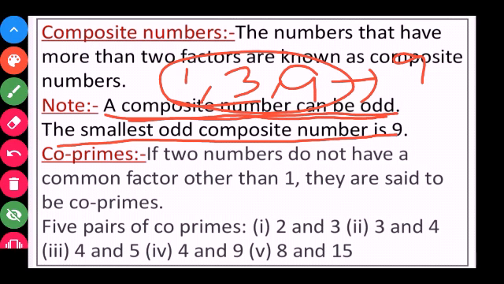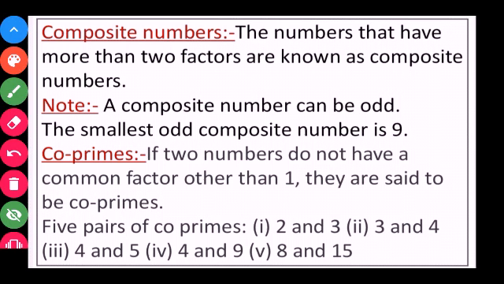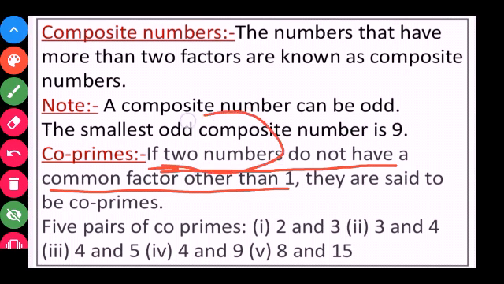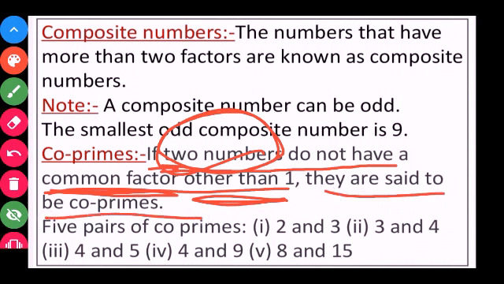Next, the definition of coprime. What is coprime? If two numbers do not have a common factor other than 1, then they are said to be coprimes. Understand? Two numbers are said to be coprime if they have only 1 as a common factor.